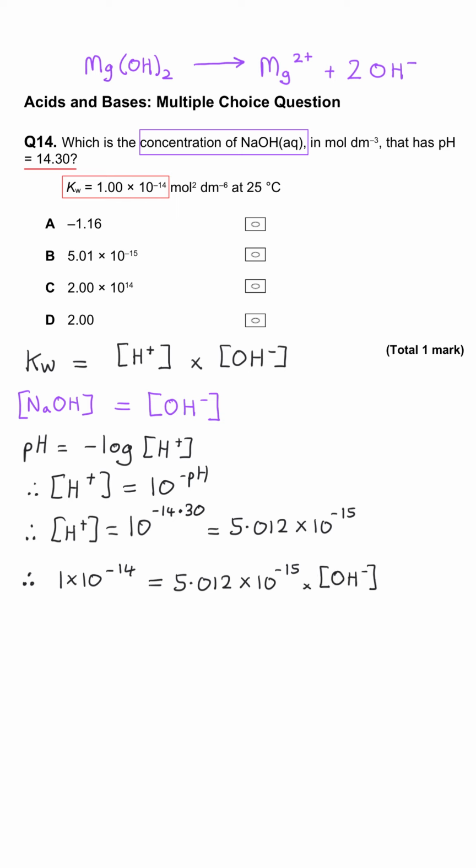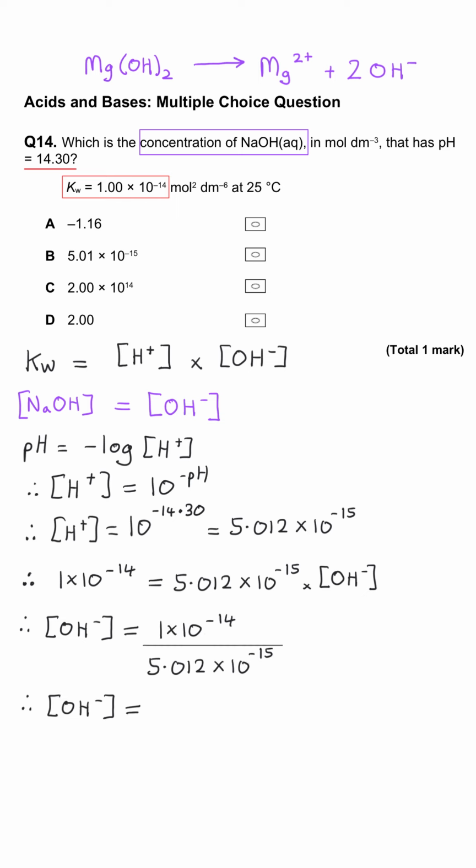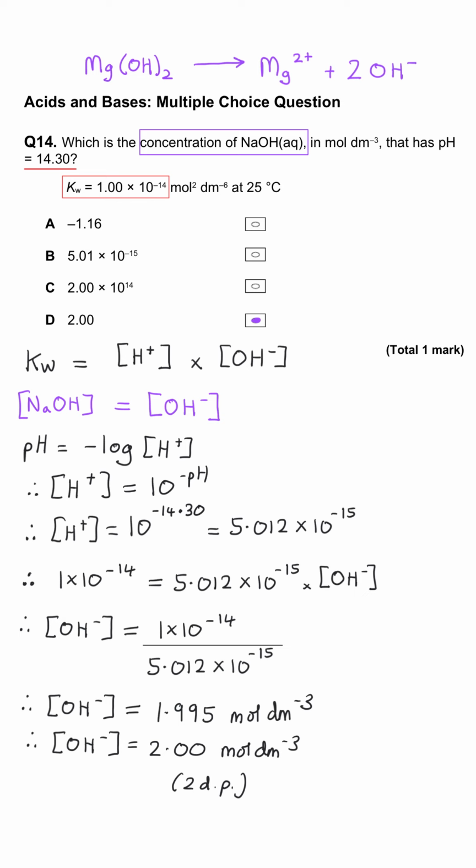multiplied by the hydroxide ion concentration. And so therefore the hydroxide ion concentration is 1 times 10 to the minus 14 divided by 5.012 times 10 to the minus 15, and then that gives a value of 1.995 moles per decimeter cubed for the hydroxide ion concentration. And that rounds to 2 decimal points to 2.00 for the hydroxide ion concentration, which is the same as the sodium hydroxide concentration, and so D is correct.